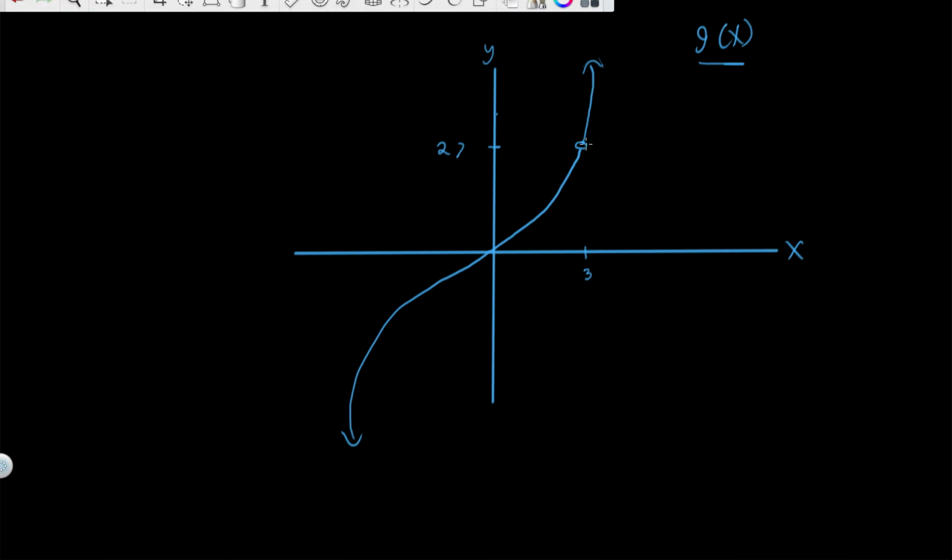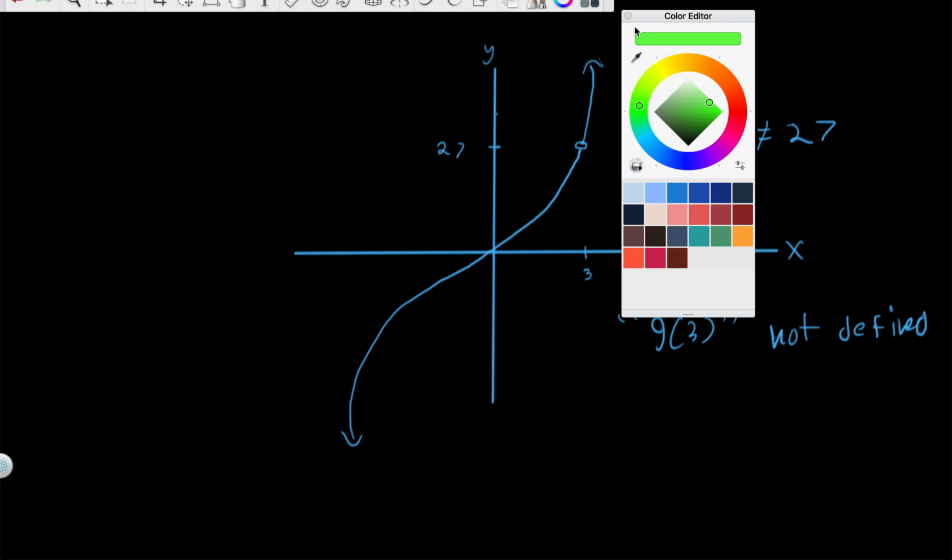So in this case we cannot say that g of 3 is equal to 27, because it is not. This is g of x, so g of 3 would be this corresponding point right here, but g of 3 is not equal to 27. g of 3 is not defined. This function does not define g of 3 for us. However, we can define g of 3 with limits, and this is where limits become pretty useful.